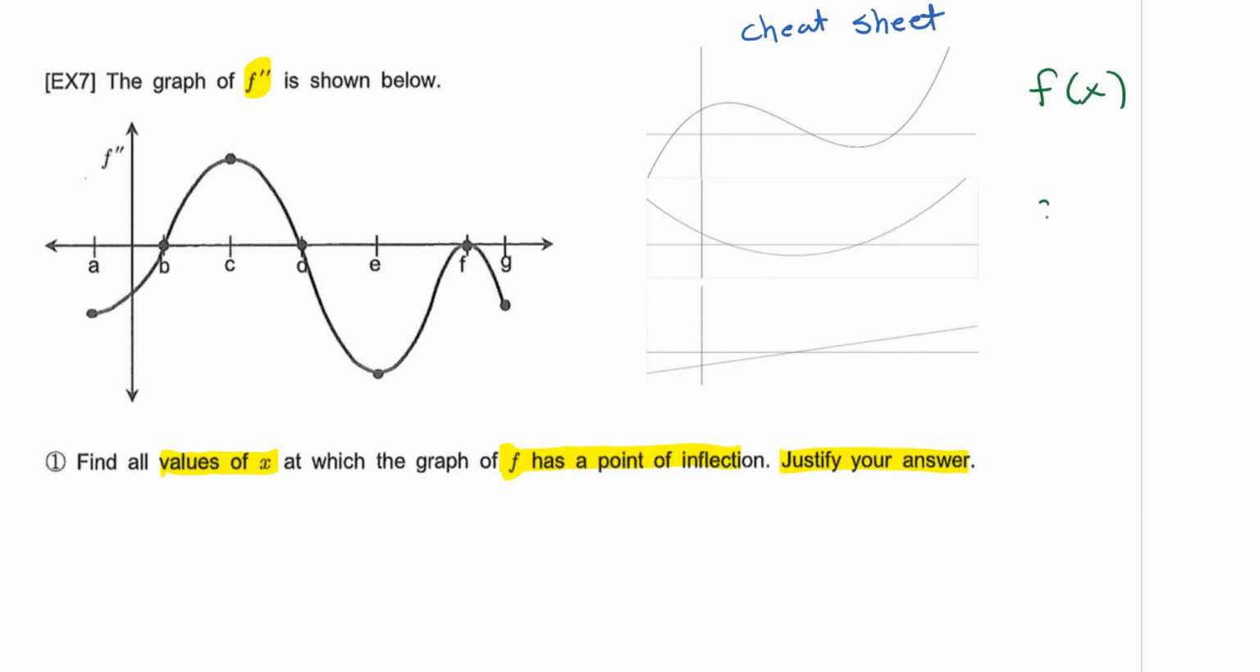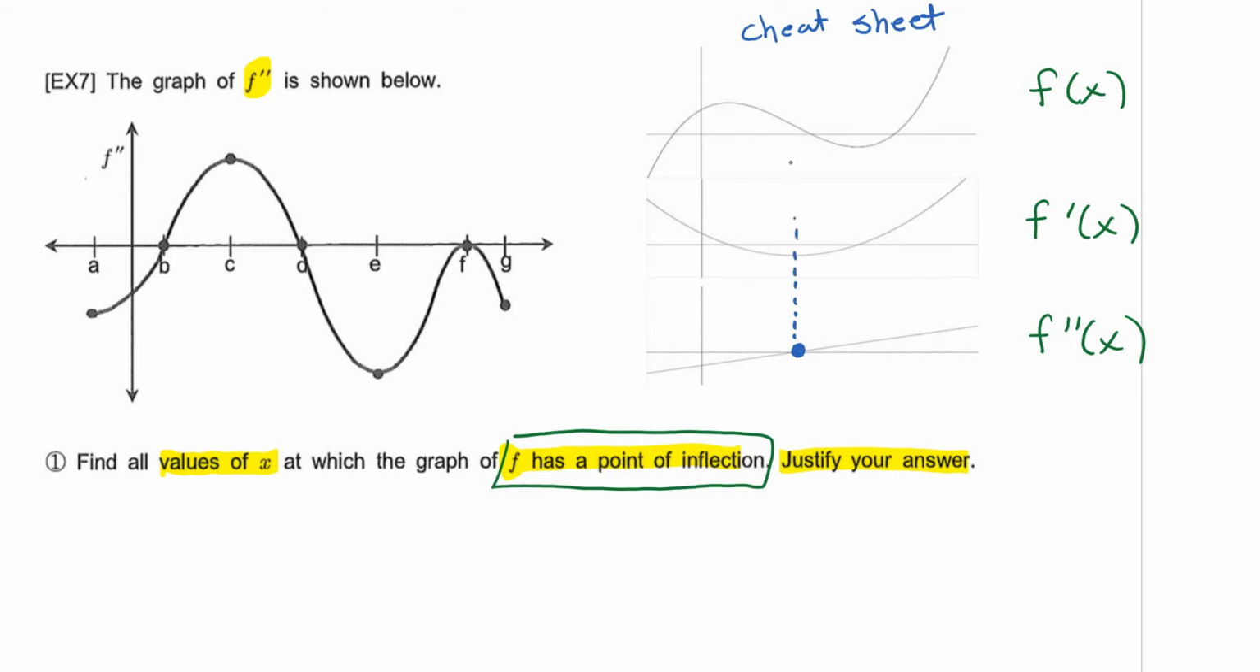Let me label the graphs here again, f of x, f prime of x, and f double prime of x. Okay, so I need to figure out when does the original graph have an inflection point. Okay, so the inflection point happens when the second derivative is equal to 0. So that's this point right here. And then let's just follow that straight up. Okay, so there's my inflection point right there, right? So the question is, when does this inflection point happen? And what's happening to the second derivative graph? Because that's the graph that I'm given.